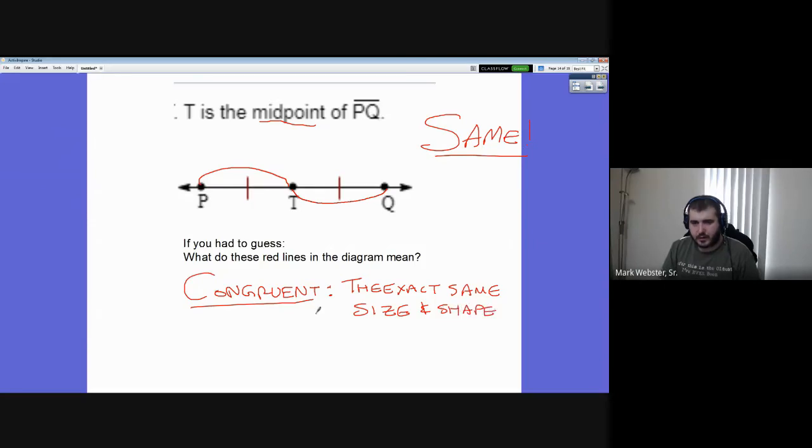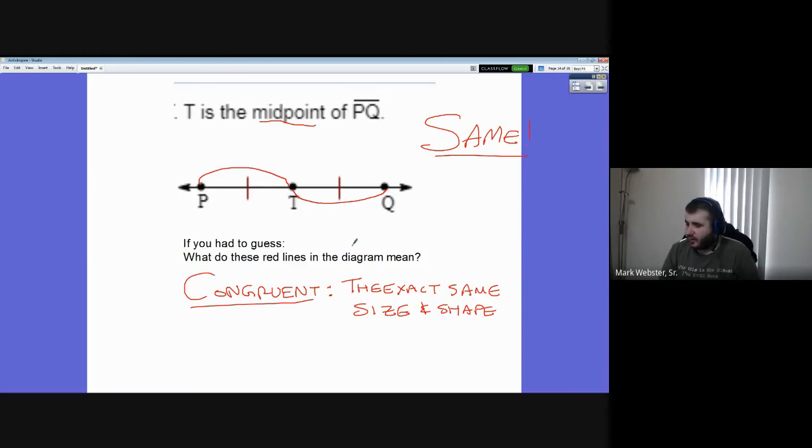Everybody see that? Congruent means that two things are the exact same size and shape. So if PT has a length of 5, TQ had better have a length of 5. If PT has a length of 50, TQ had better have a length of 50. If PT is 42.6, TQ had better be 42.6. Whatever this one is, the same size. So these red lines, when you see them, they are telling you that the segments that they are in the middle of are the same size.